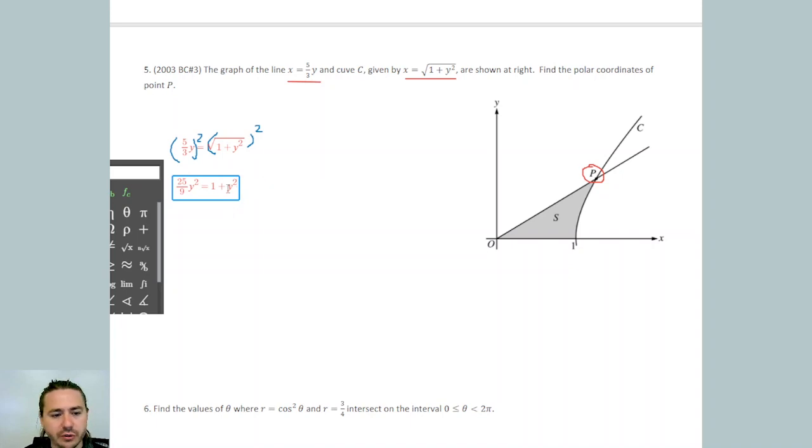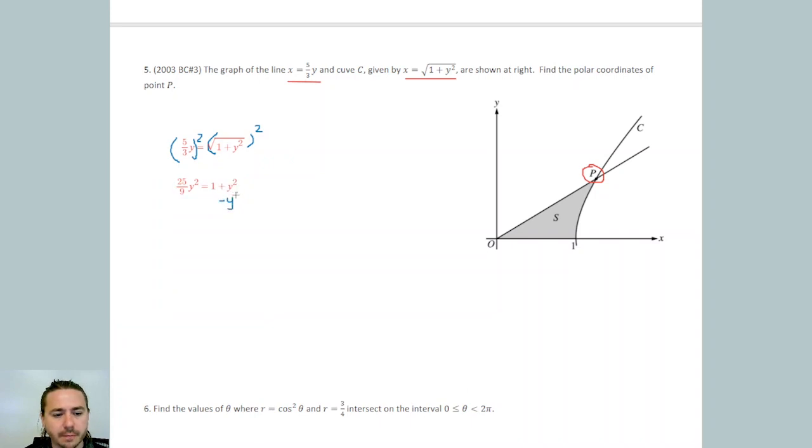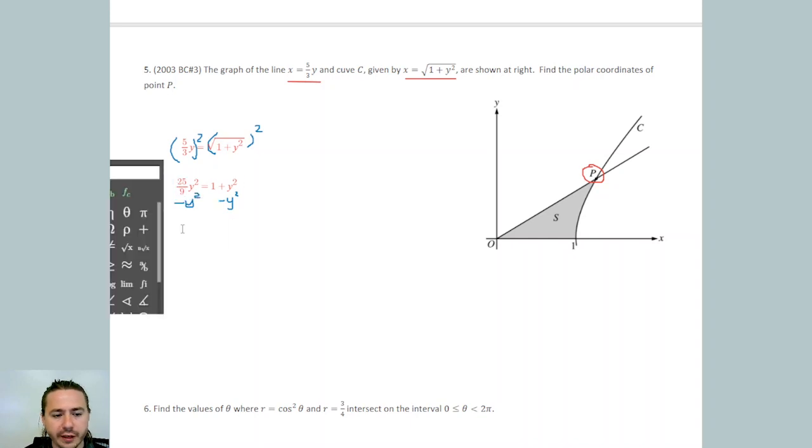Okay, so from here, we need to combine like terms. So I'm going to subtract y squared from both sides. So 25/9 minus 1, 1 being like 9/9, would be 16/9 y squared equals 1. Okay, then I can multiply by 9 and divide by 16, or I could just multiply both sides by 9/16. Either way, I'm going to get y squared equals 9/16.